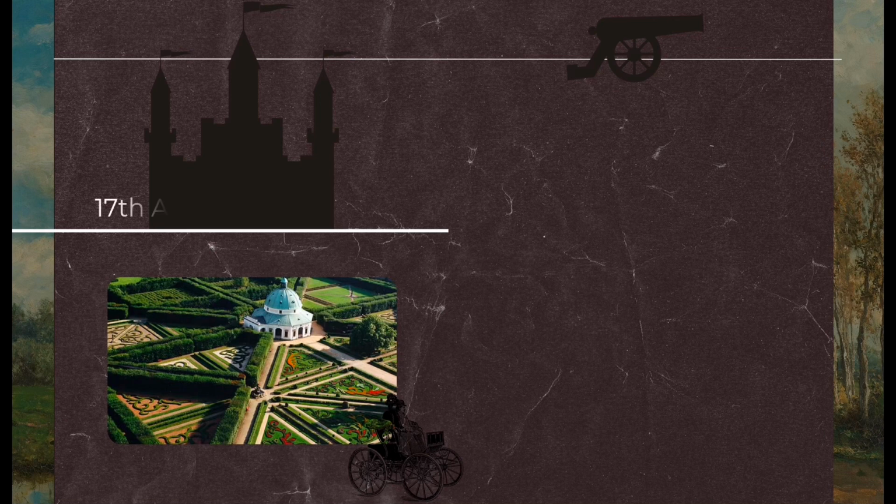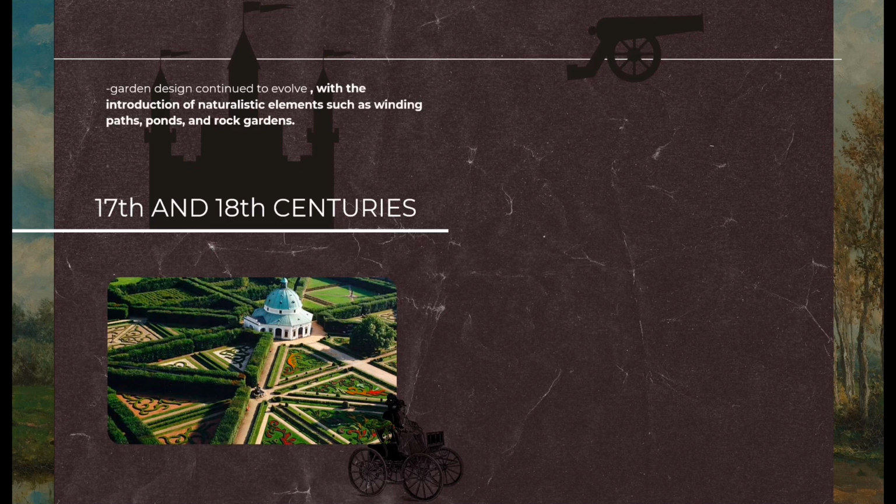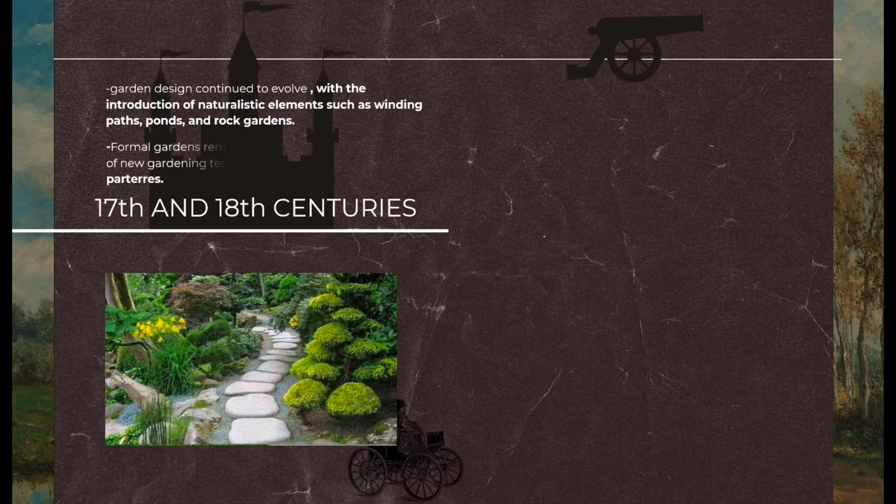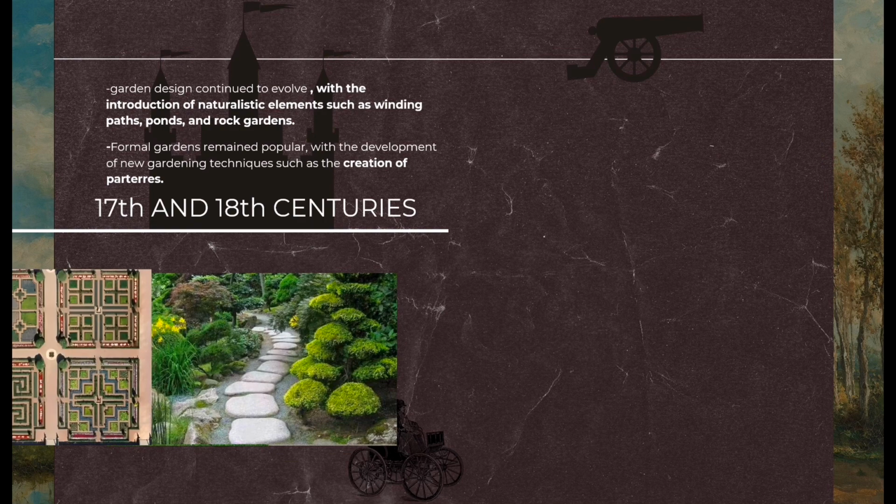During the 17th and 18th centuries, garden design continued to evolve with the introduction of naturalistic elements such as winding paths, ponds, and rock gardens. Formal gardens remained popular with the development of new gardening techniques such as the creation of parterres.